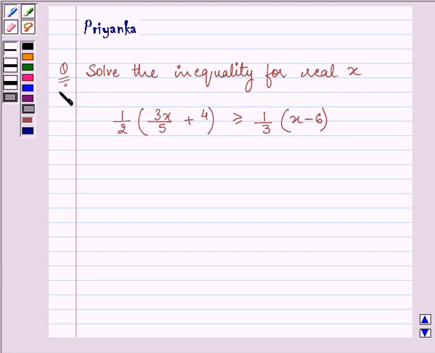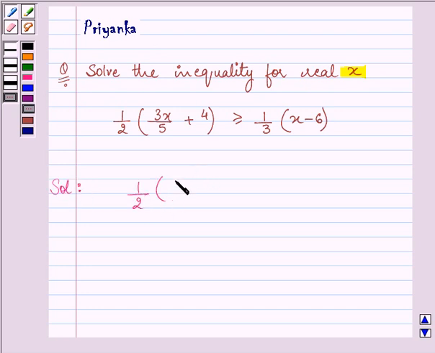I am Priyanka and let us discuss the following question. It says, solve the inequalities for real x. So, in this question we need to find the value of x. Let us find it out.